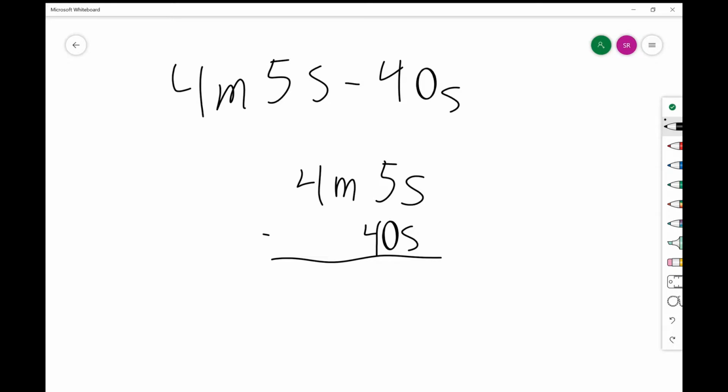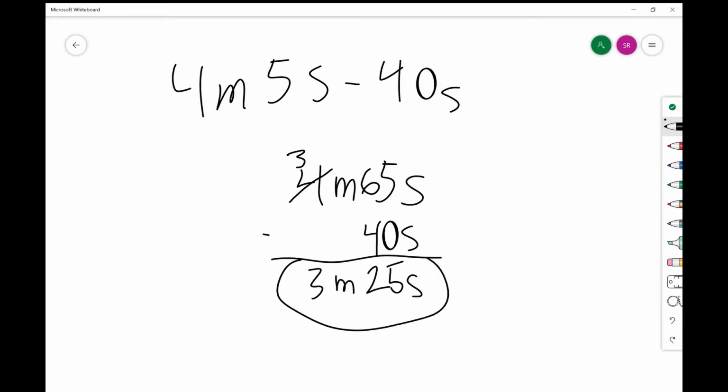So what we have to do is we have to borrow from the 3. When we do that, we took away 1 minute here and added 60 seconds. So 60 plus 5 is 65. And then you can subtract as normal. So we have 25 seconds and 3 minutes. And so we have that as our answer.